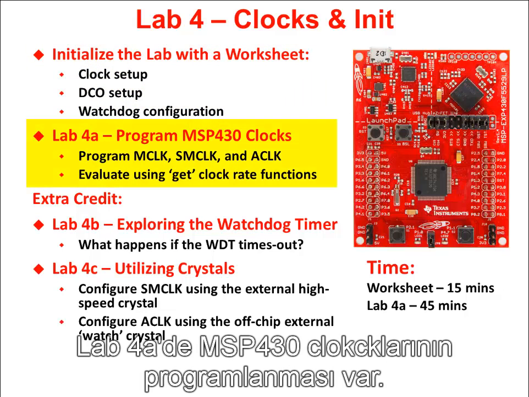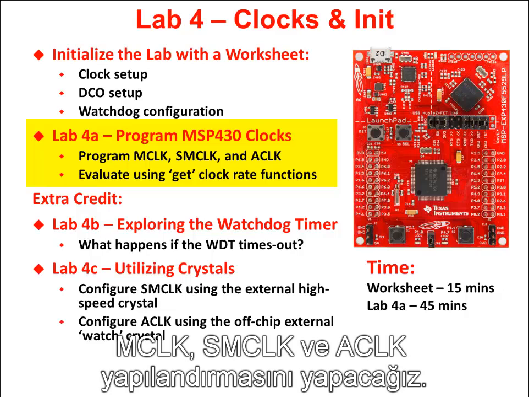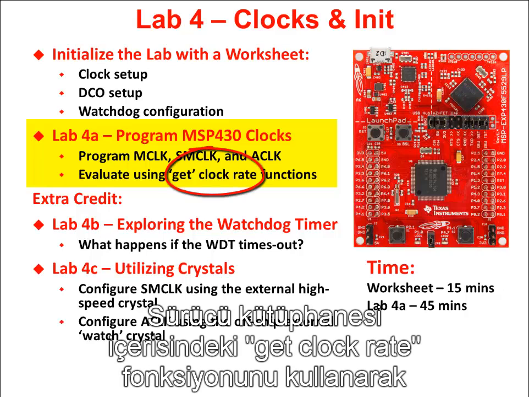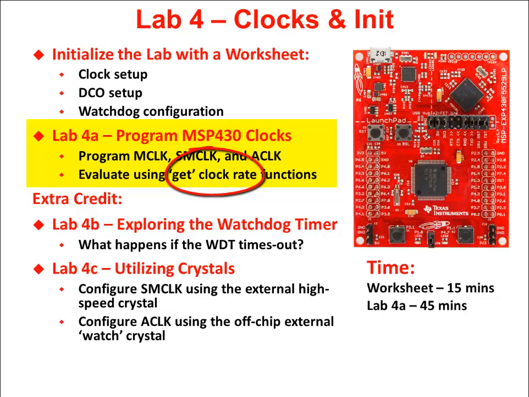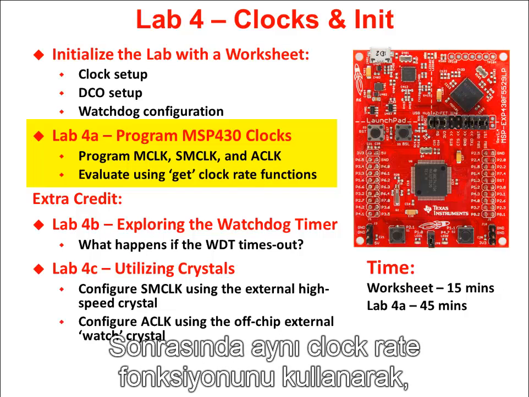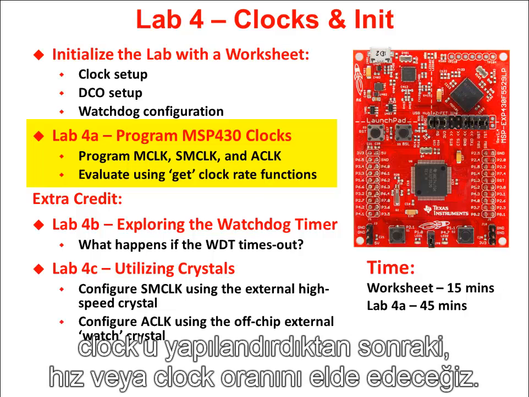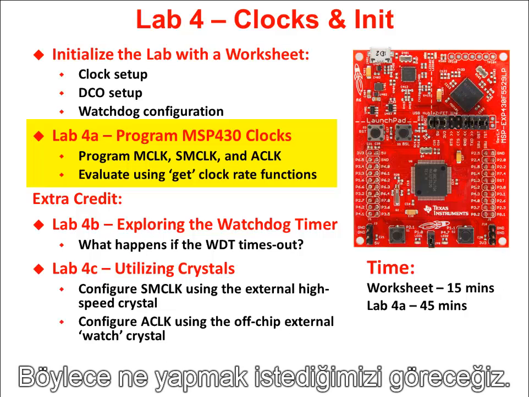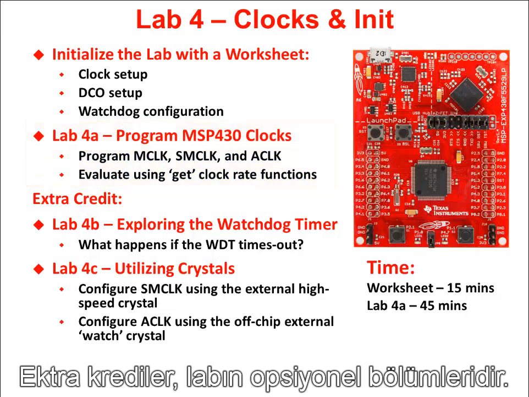Lab 4A has us programming the msp430 clocks. We're going to set up M clock, SM clock, and A clock, and we're going to use the get clock rate functions that are part of the driver library to first see what the default values are. Then we're going to use the same clock rate functions to get the speeds or the clock rates after we've set up our clocks. So let's see if we actually did what we said we wanted to do.